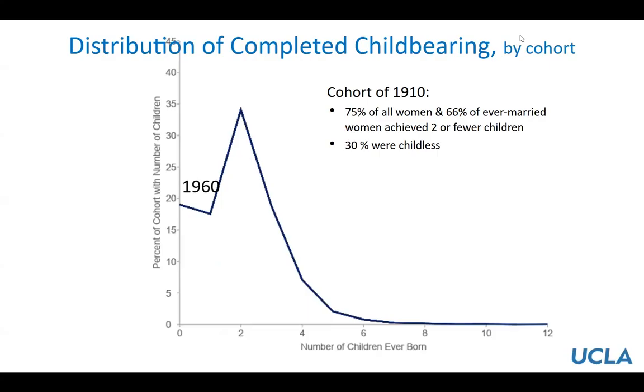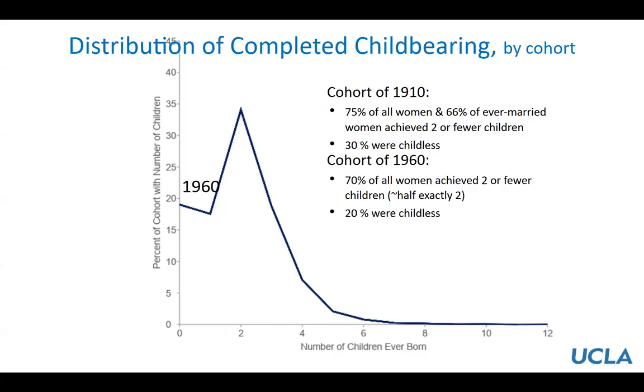Okay. A few important points. So just comparing these cohorts to the cohorts of 1910, those are the statistics I just told you before. The cohort of 1960, you have roughly 70% of all women achieve 2 or fewer children, and roughly half of that number, exactly 2. That's very different than the other distribution. About 20% were childless versus 30% for that earlier period. And the other thing, I'll just ask a poll. What happened since? And if you've seen my talk before, don't give it away. What do you think has happened since the 1960 cohort, birth cohort?